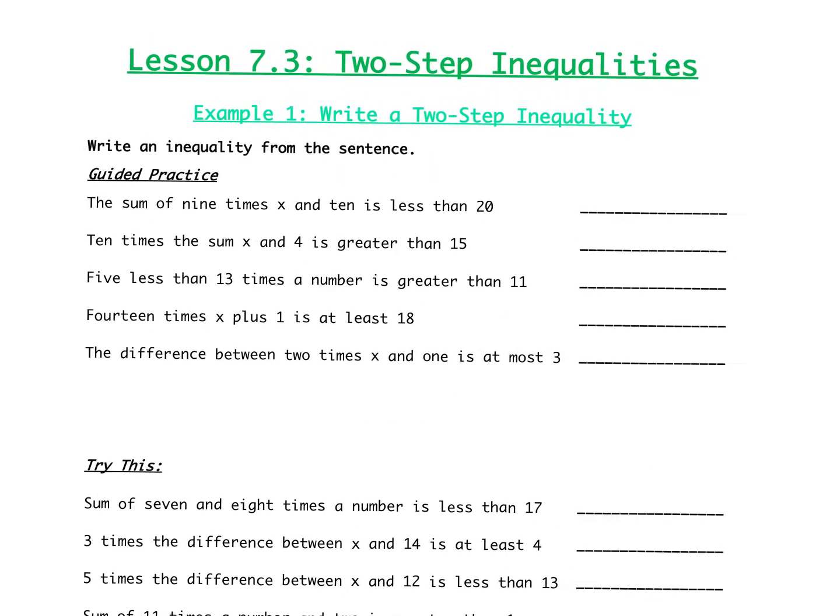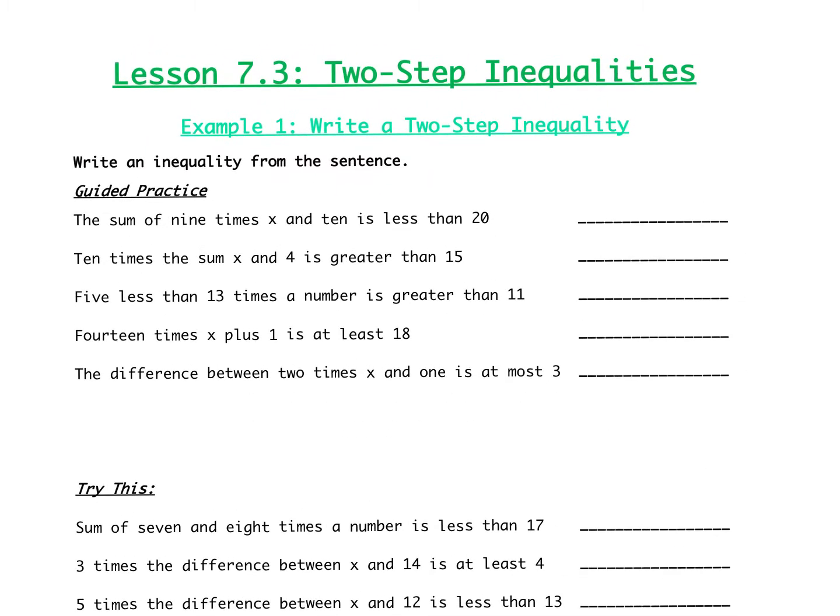So, again, as always, we're going to do the guided practice. You're going to do the try this on your own. It says write an inequality from the sentence. The first sentence says the sum of 9 times x and 10 is less than 20.